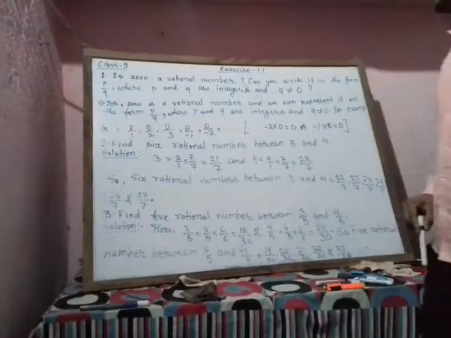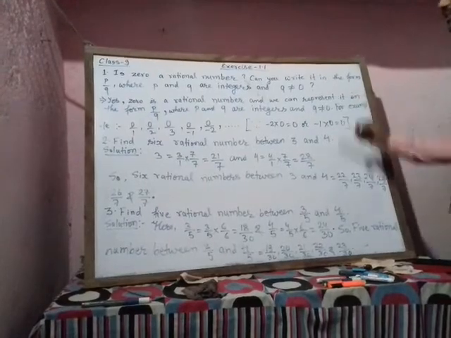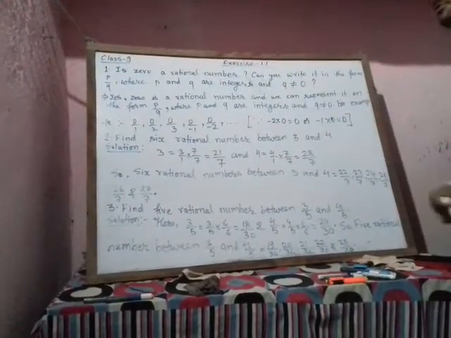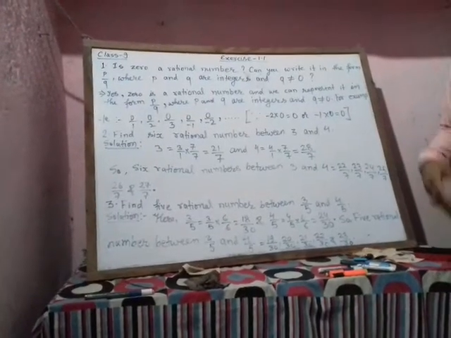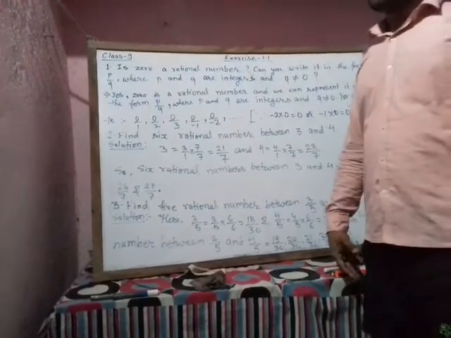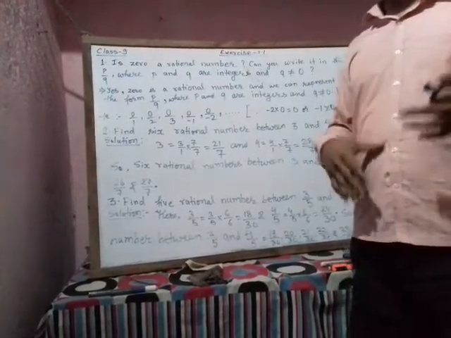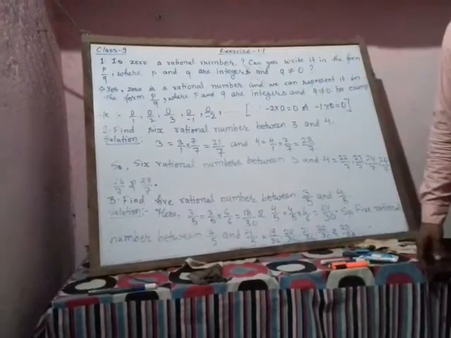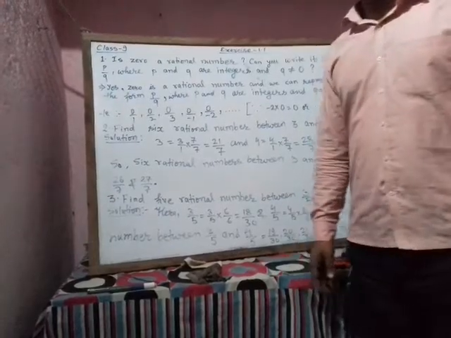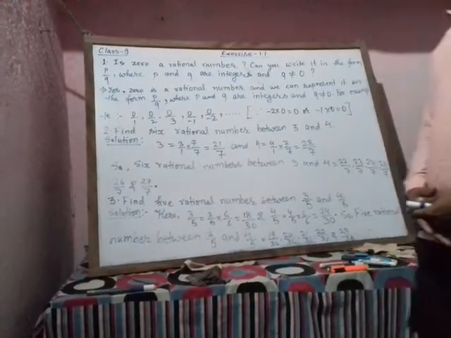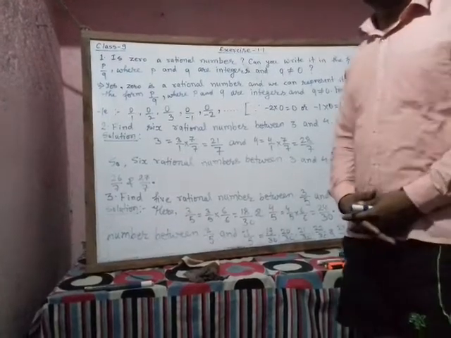Is 0 a rational number? Can you write it in the form of P by Q, where P and Q are integers and Q is not equal to 0? While explaining, I had explained that all integers, whole numbers and natural numbers come under rational numbers. So of course 0 is a rational number. Now the question is, can we write it in the form of P by Q? Of course we can.